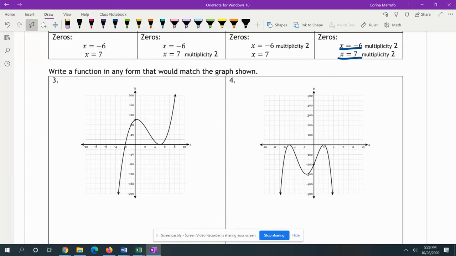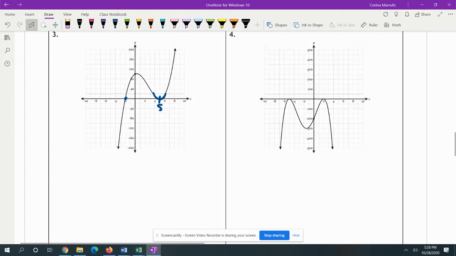So we're doing the exact same thing that we were doing earlier. All right, so let's see. We have a total of 2 zeros. But because this graph doesn't cross right here, that means that this number is going to have a multiplicity of 2. So I'm going to go ahead and write my factors. Remember, that's our first step.